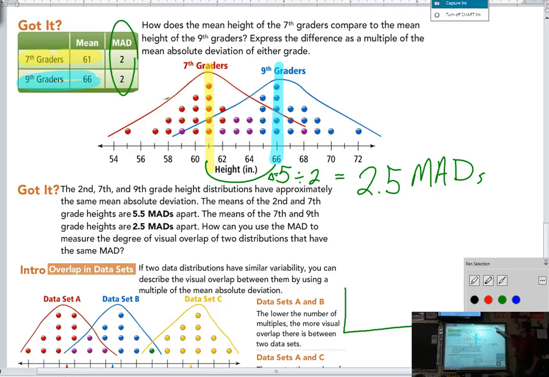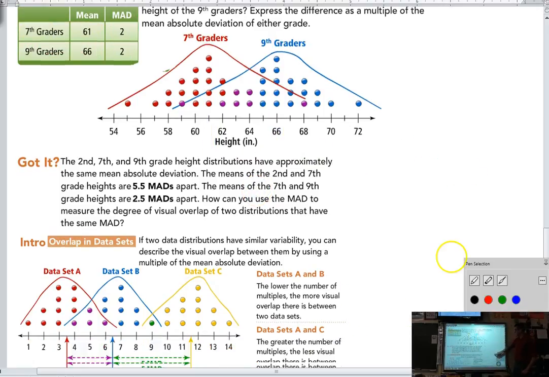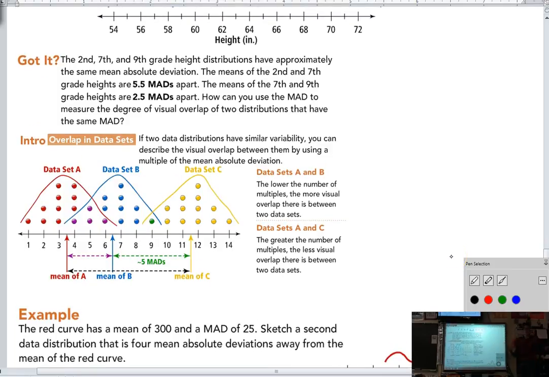So we already pretty much discussed this. You could write it down if you would like. Be ready to give a short answer response on an assessment, talking about what we can say based on the two different mean absolute deviations between the sets. One had 5.5 between them. The other had 2.5 between them. So the smaller the MADs between them, the more overlap that we're going to see. That's really what we would want to say there.